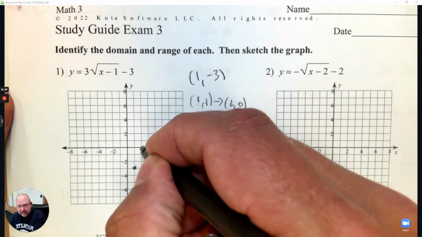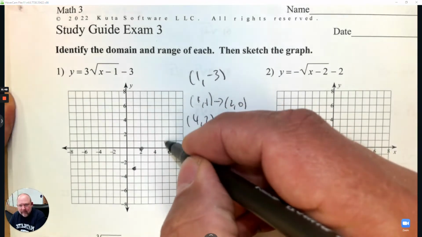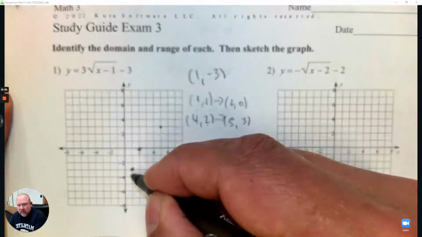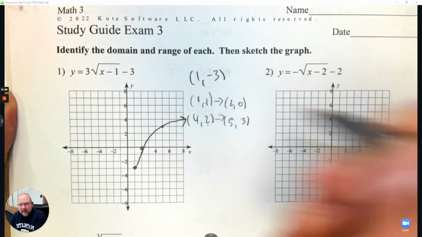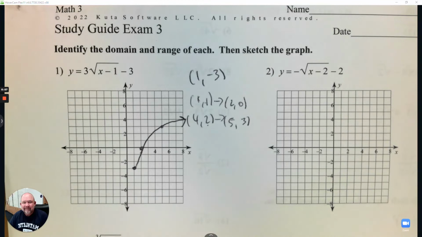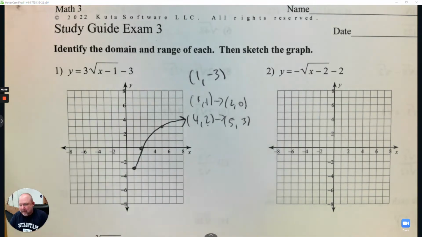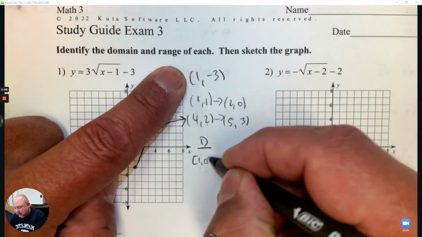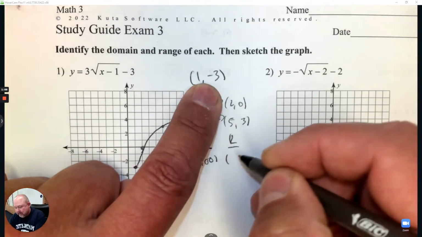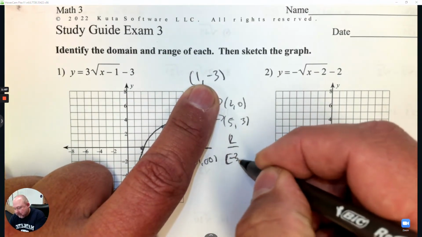So 2, 0 and 5, 3. And then the curve, so it starts here and it curves up, up, up. And there you go. And then it says domain and range. So the domain comes from the h, so it goes from 1 to infinity, and the range comes from the k, so it's -3 to infinity.